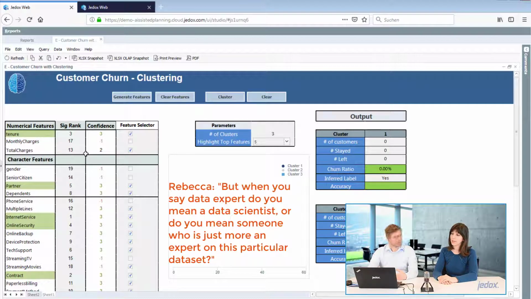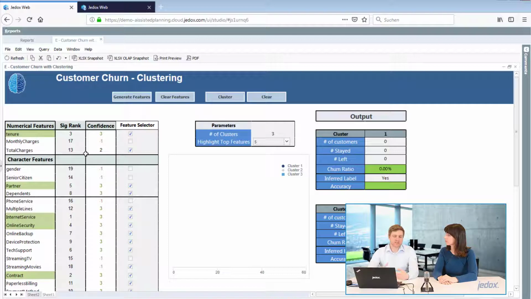So when you say a data expert, do you mean a data scientist, or do you mean someone who's more an expert on this particular data set? No, not a data scientist, but a domain expert. Okay. So in this case, it could be a salesperson or a controller who has knowledge about, okay, these people leave, these people stay, and so on. And they can tell us, okay, normally it's about tenure, how long the customer stayed, or maybe it's about the contract length. So we will put this there, and we have other features, so just put them there.